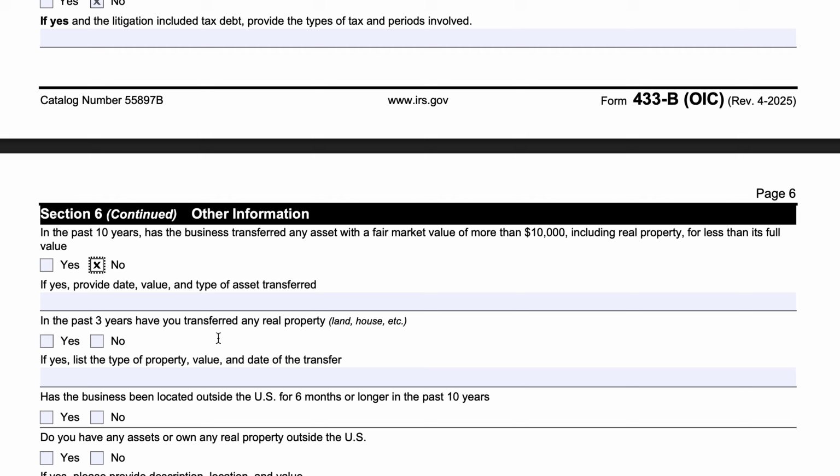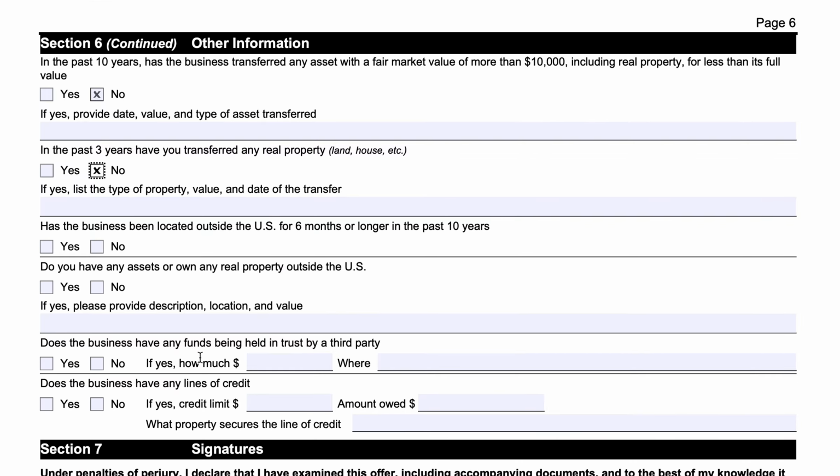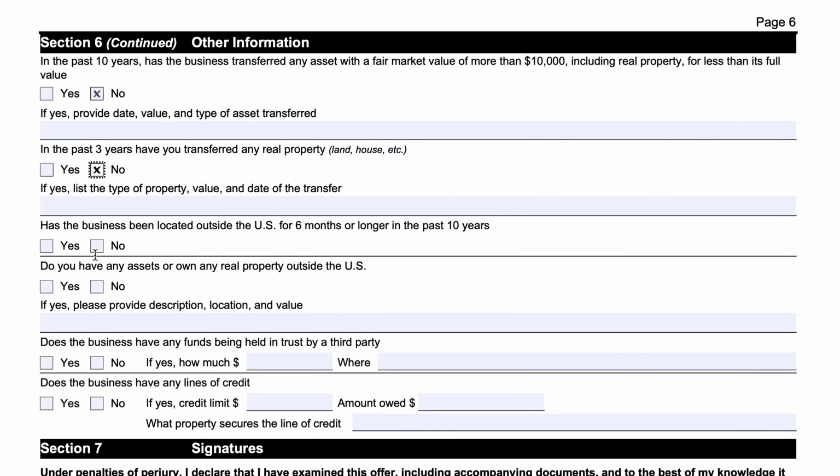Same thing in the past 3 years. Have you transferred any real property? If so, list the type of property, the value, and the date of the transfer. Has the business been located outside the United States for 6 months or longer in the past 10 years? Do you own any assets or real property outside the United States? Do you have funds being held in trust by a third party? And do you have any lines of credit?